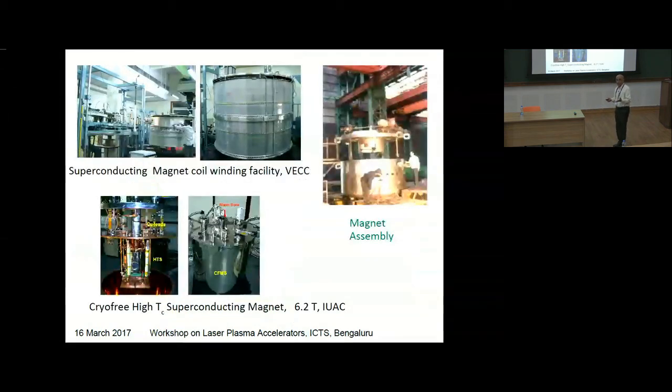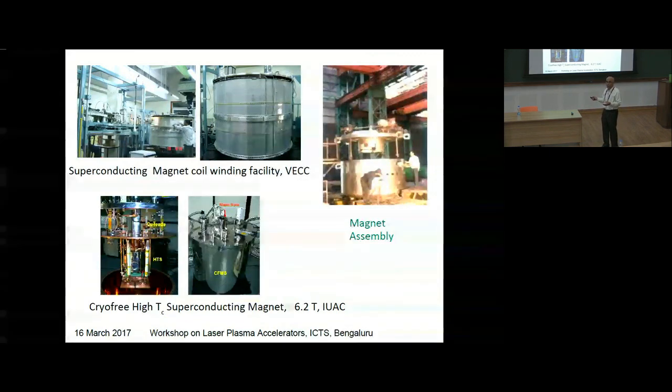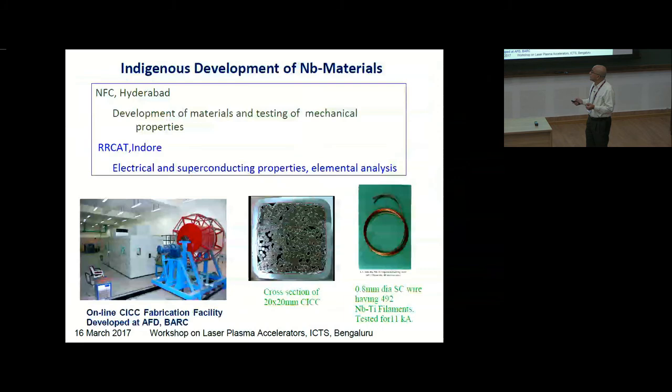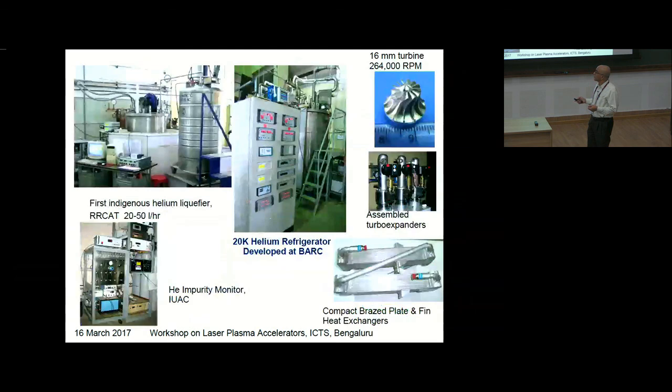Magnets also we are able to make in the country. Superconducting magnets, there is the superconducting cyclotron, whose winding was done completely in-house at VECC. And we have also made some small magnets with 6.2 Tesla at IUAC. Even the wires and magnetic materials are now being made in the country, at NFC Hyderabad and RRCAT Indore. They are now making niobium titanium wires for these superconducting magnets. This will be useful for our contribution to the meter as well.